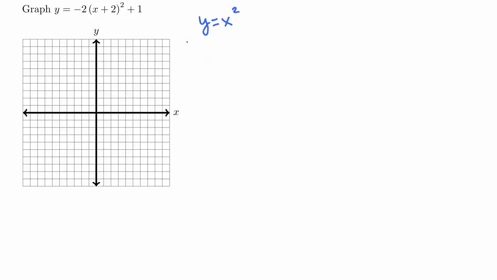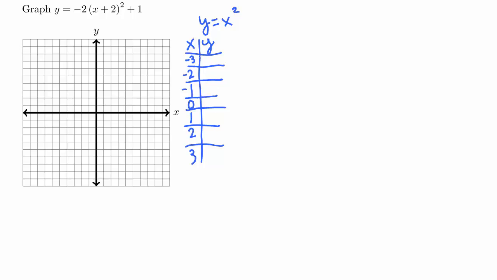We can write down the parent table for y equals x squared. The x values are -3, -2, -1, 0, 1, 2, and 3. And whenever you square all those, you get 9, 4, 1, 0, 1, 4, and 9.